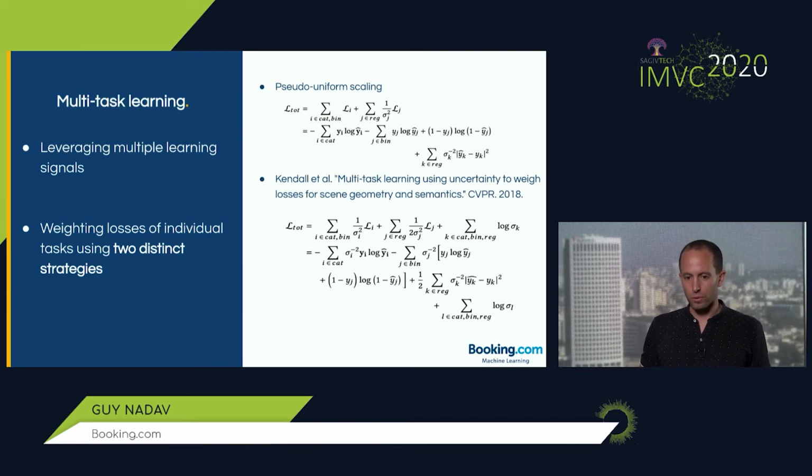In the second approach, we use Kendall's solution from CVPR 2018. In this approach, the losses are all normalized using learned scaling factors. So the main difference is that in the second approach, the factors are actually learned from the data.